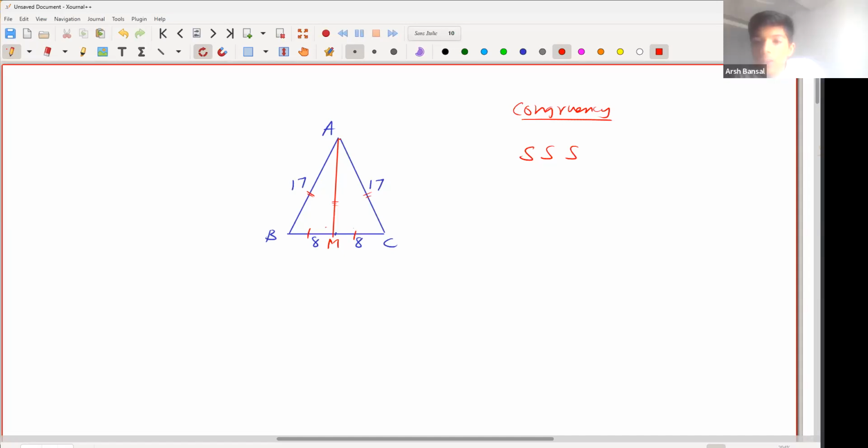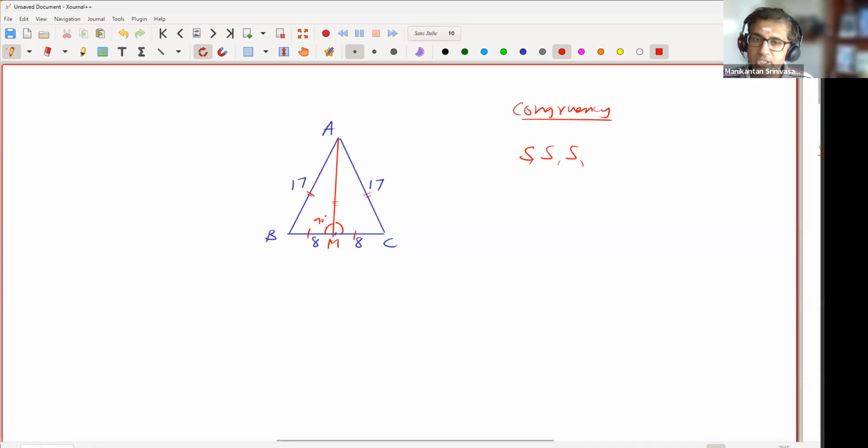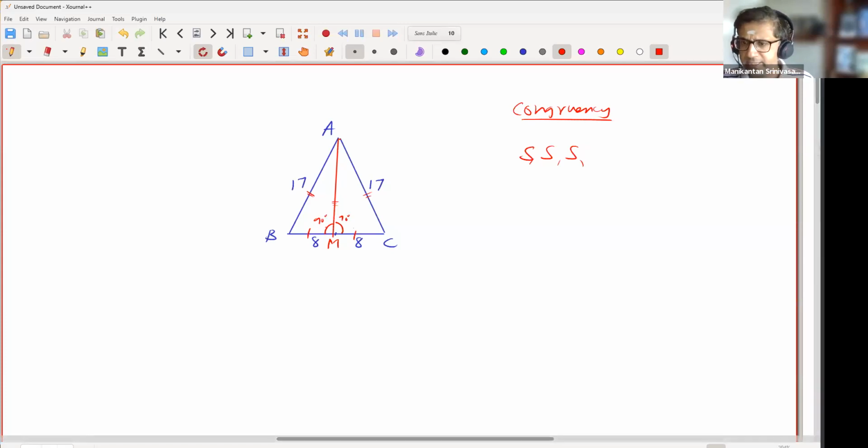The third side is already equal, right? AM is the common side. Therefore, by the property of SSS, the sides correspondingly are equal, and the two triangles are congruent, meaning all the three angles and all the three sides correspondingly match. And therefore, this angle here will match this angle here. But we know they add up to 180, and therefore each has to be 90. Does it make sense?